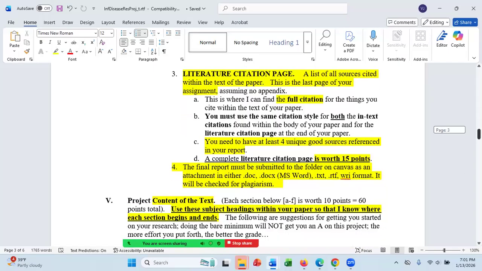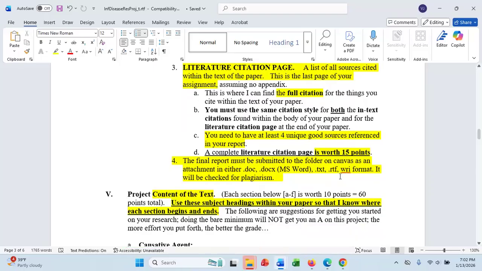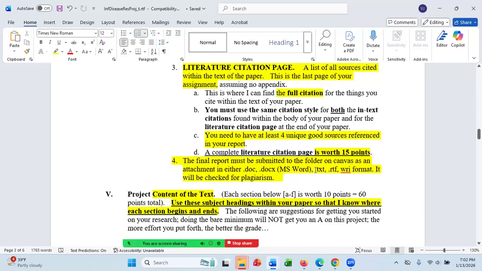The final report must be saved as a docx, meaning Microsoft Word, a text format, a rich text format, a write format. You cannot do a PDF format. The reason is the plagiarism checker has trouble with the PDF format. So it has to be one of these formats. Everyone can save a document as text or rich text format. I realize with Doc and DocX, you might need to have Microsoft Word on it to do it. But everyone has a word processor. You can save it as a rich text format or a text format.